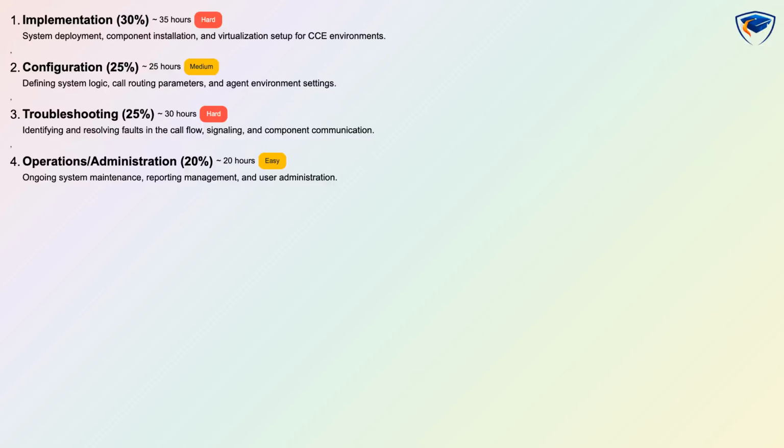Overview of the exam shows 4 domains with exact weights and study emphasis. Implementation is 30%, configuration is 25%, troubleshooting is 25%, and operations and administration is 20%. Together these domains total about 110 hours of estimated learning time across the curriculum, and the assessment mixes hands-on tasks, conceptual questions, and scenario-based problems to validate both theory and practical skills.